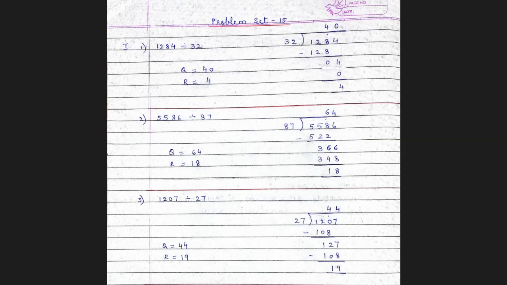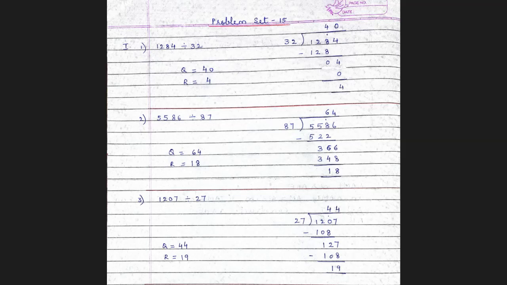So that's why 4 is written on top of 8 to understand that 32 goes 4 times and you get your answer 128. Subtract 128 minus 128, your answer is 0. Bring down the next number 4. Now 32 does not go in 4. So we put a 0. Okay. 4 minus 0, your answer is 4. Therefore, you get your quotient is 40 and the remainder is 4. So this is how we have to do the division sums.